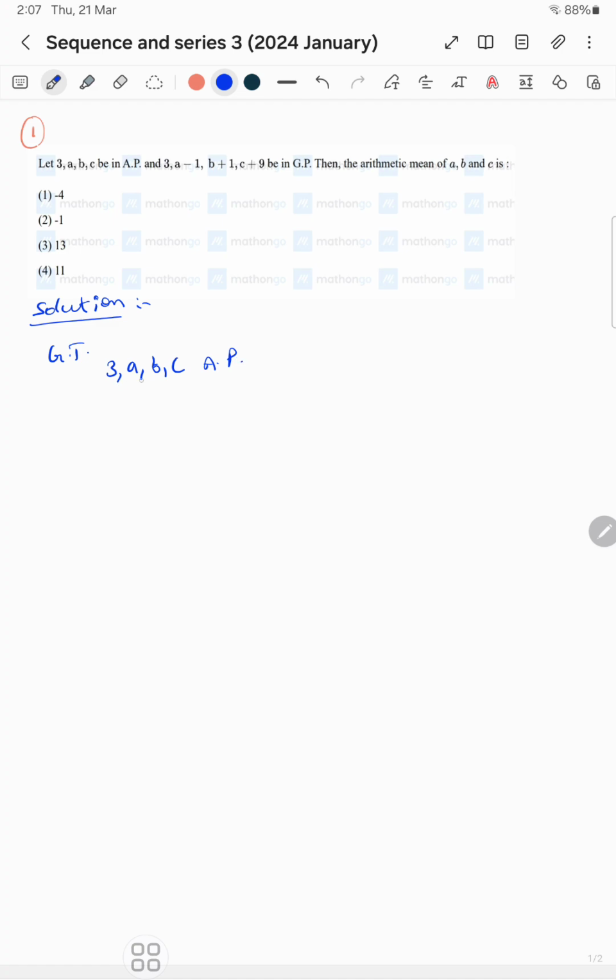So first I consider first three elements are in AP. Means, see what is the condition? b minus 3a equal to c minus b... so now from here we write as 2a is equal to b plus 3.